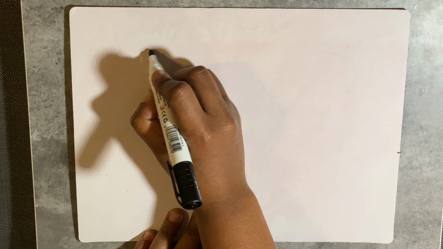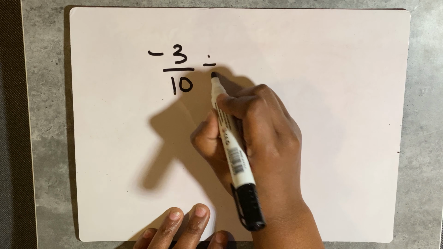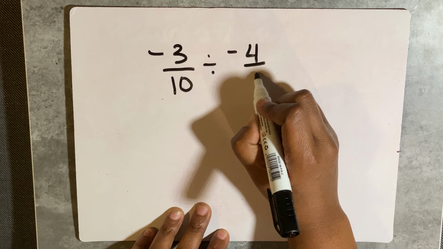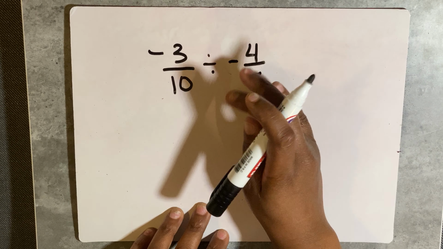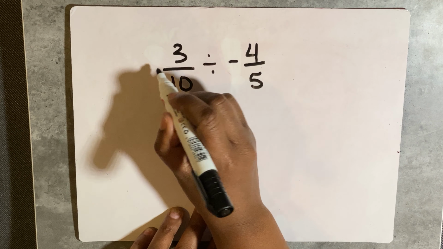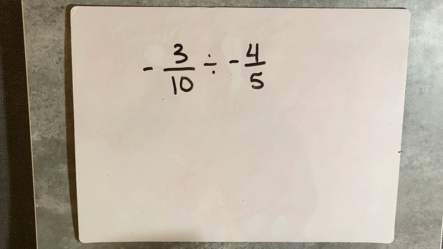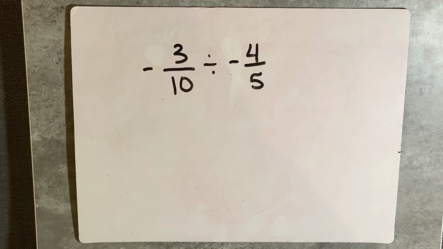So if I am looking at a fraction, just a regular old fraction, -3/10 divided by -4/5. I'm going to actually put my negative sign more towards the middle because I don't want you thinking that the 3 is negative and the 4 is negative and the 5s are not and the 10 is not. They are one unit, so the whole thing is negative.